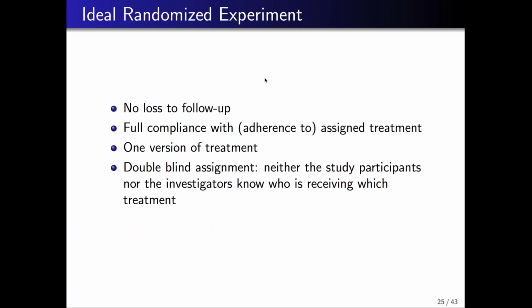So in the idealized randomized experiment, you might expect there to be no loss to follow-up. People fully comply with their assigned treatment. There's one version of treatment, and then you have double-blind assignment. Neither the study participants nor the investigators know who's receiving which treatment. So think of this as being the ideal randomized experiment.